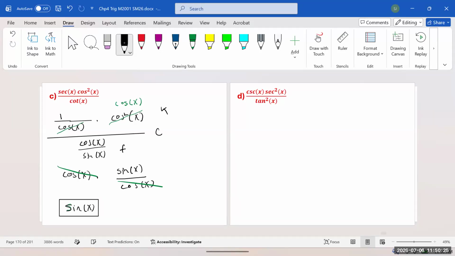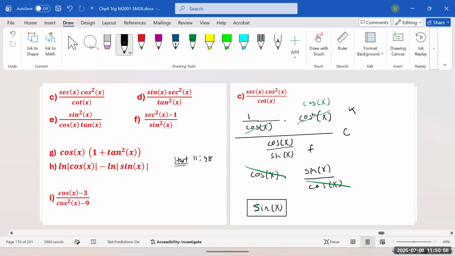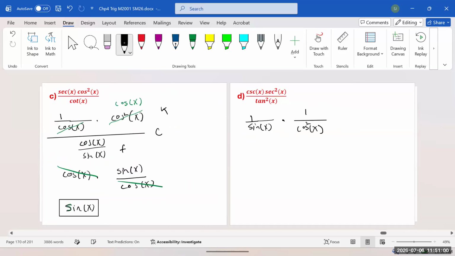Next one, cosecant. What is cosecant in terms of sine and cosine? 1 over sine of x. And what is secant? 1 over cosine x. But since it's squared, you have to write cosine squared x.